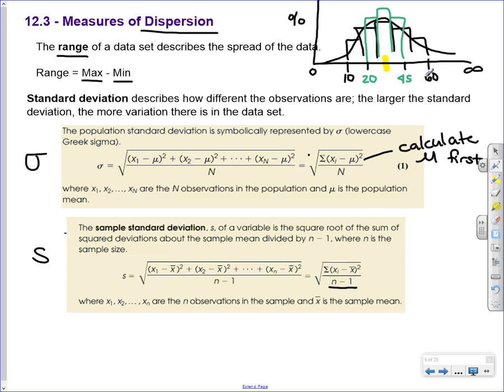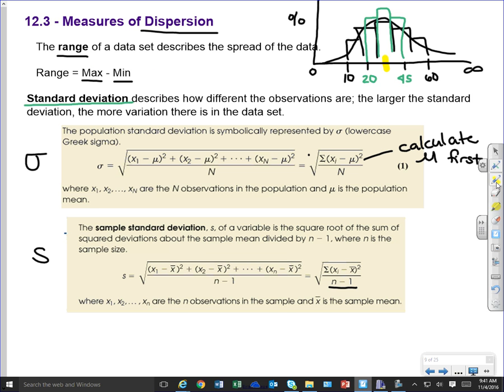The standard deviation is a more complicated thing to calculate, but it does give us more information than just having the range does, okay? What the standard deviation is telling us is it describes how different the observations are. The larger the standard deviation is, the more variation there is in the data set, okay? Standard deviation is going to range from 0 up to infinity.